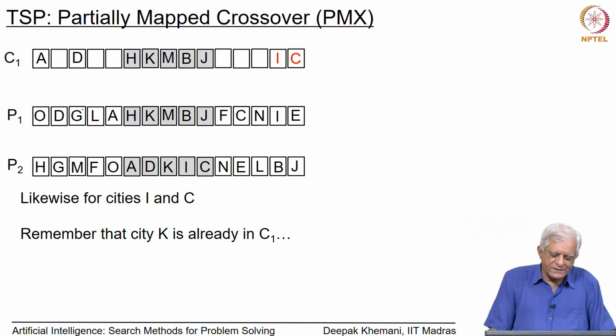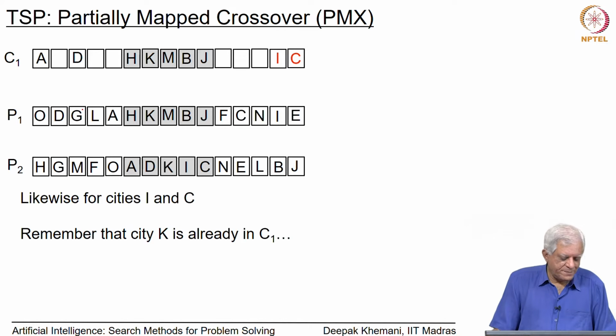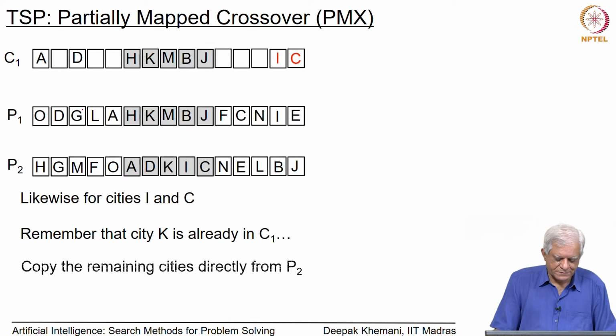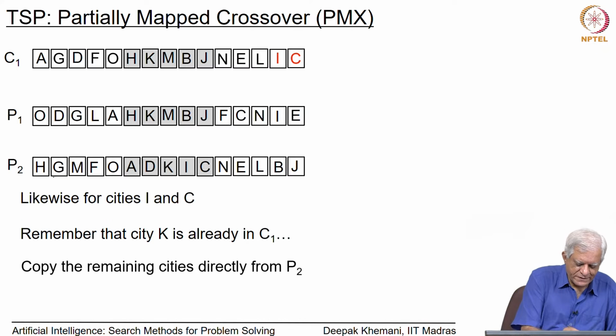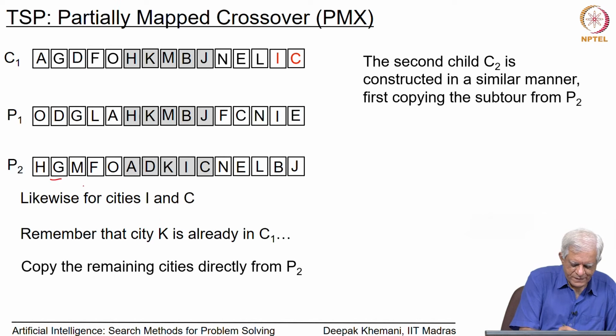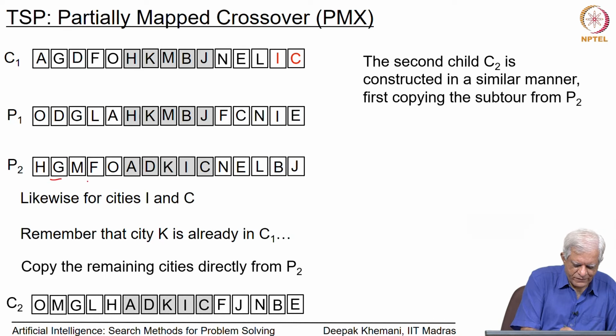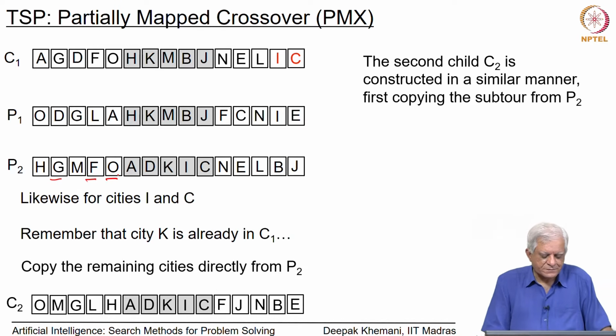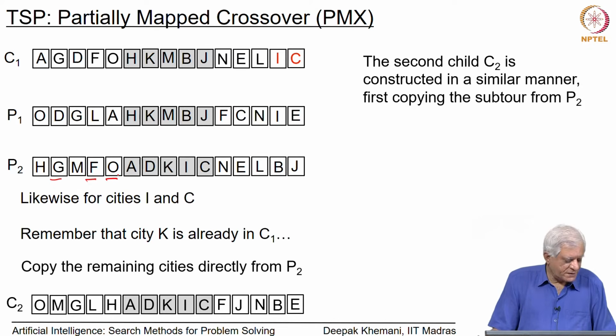The remaining cities can now simply be copied from parent 2 into child 1. As we can see here, we are simply copying them from parent 2. These were the cities G and F and O and so on. The second child is constructed in a similar fashion, that we first copy the subtour from parent 2 and then we follow the mappings to construct the tour essentially.